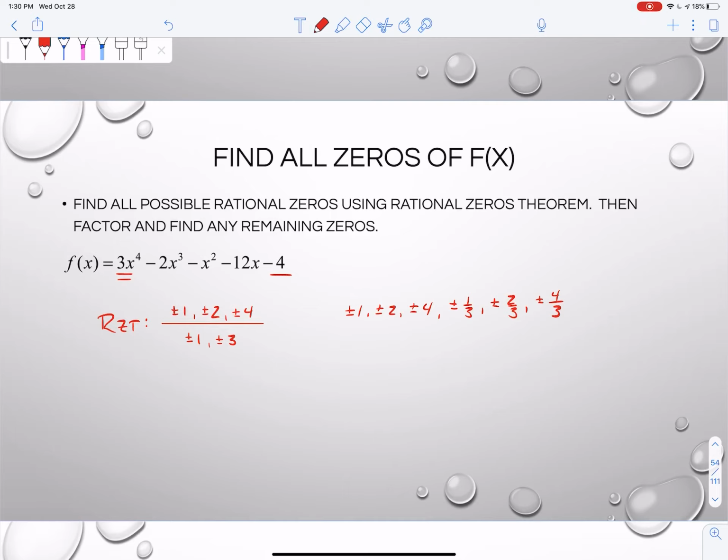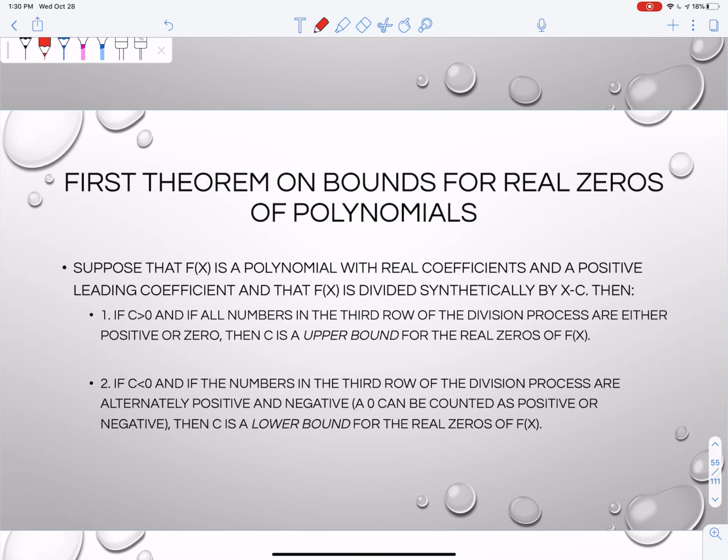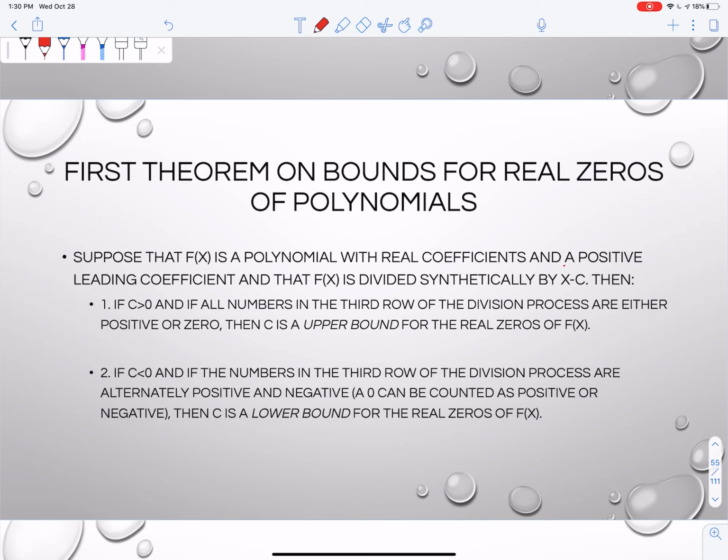So let's take a look. The next thing we have is the first theorem on bounds. This is somewhat useful because sometimes when we do rational zeros, we're going to get some really large lists, and this might be able to eliminate some of those choices and narrow that list down a little bit for us. So suppose I have a polynomial with real coefficients, and a is positive. a must be positive for this.